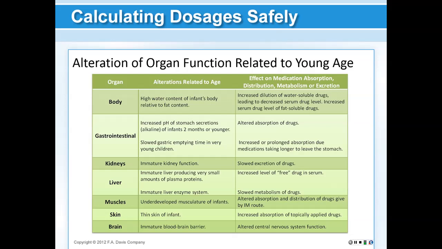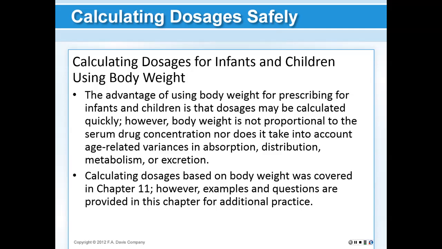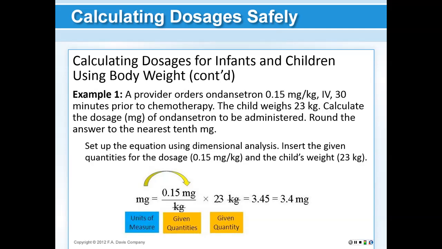It is a nice overview of why we need to be especially cognitive that we are ensuring safety and correct medication dosage when we look at pediatrics, because there are different alterations to their organ systems that put them at a higher risk for having a complication related to medication administration. So we see a lot of times that children will be given medications based on their body weight.